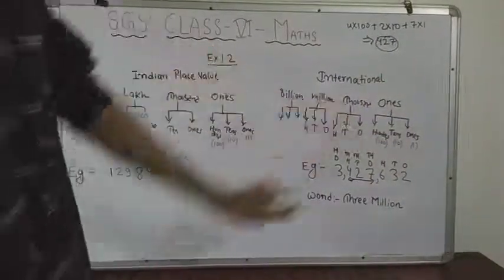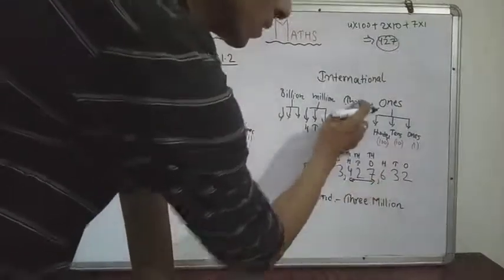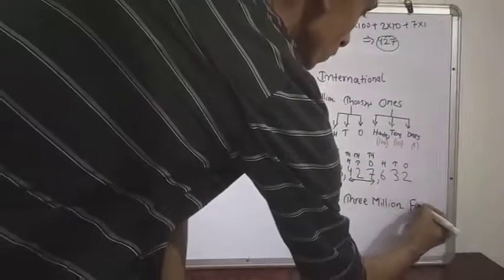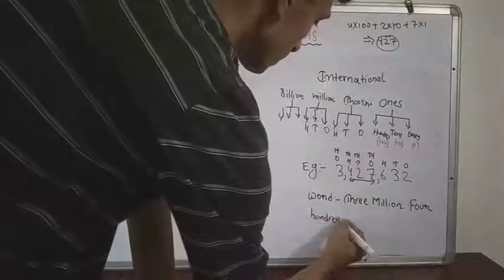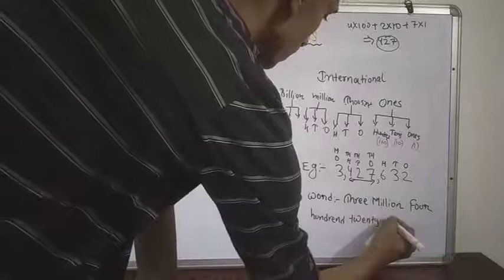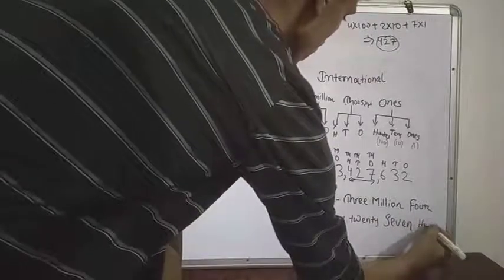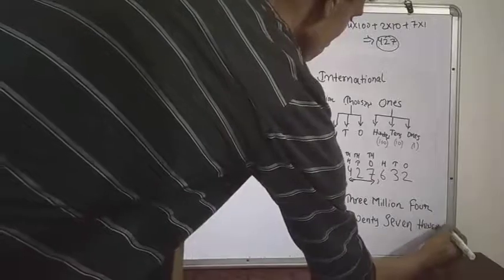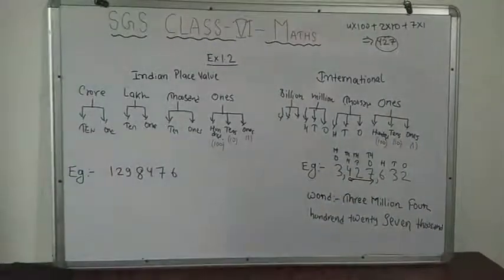When we add, we get 427. But this comes under which place? 1000 place. So we say 427,000. So we write 427,000. This part is complete. Okay.